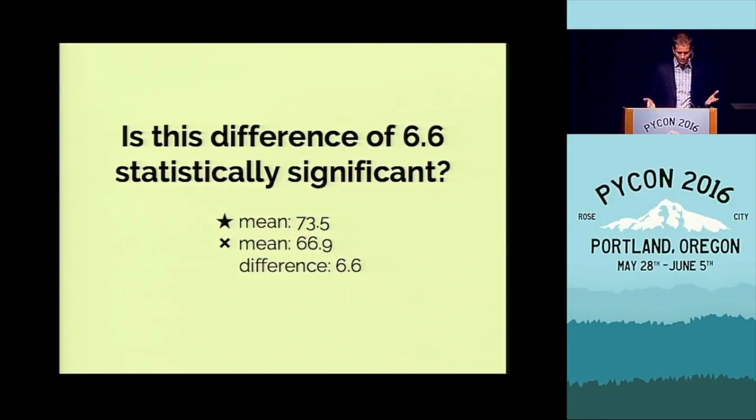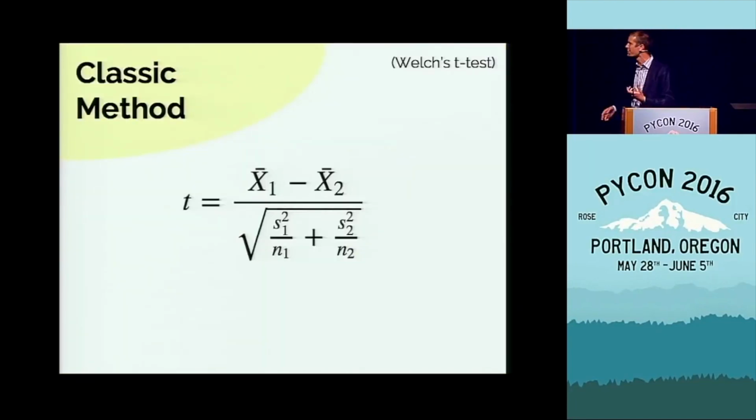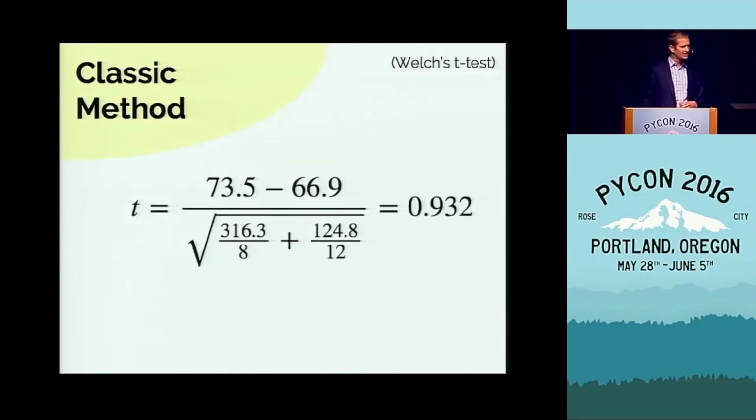So is this significant? And you can do this the classical way. If you go back to your Stats 101 and read the table of contents, you'll remember that there's this thing called a t-test. What you do is you subtract the means and then you divide by some weighted sum of the standard deviations. So we can plug in our numbers and we get 0.93, right?